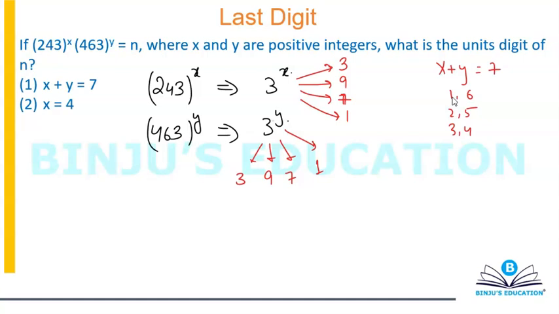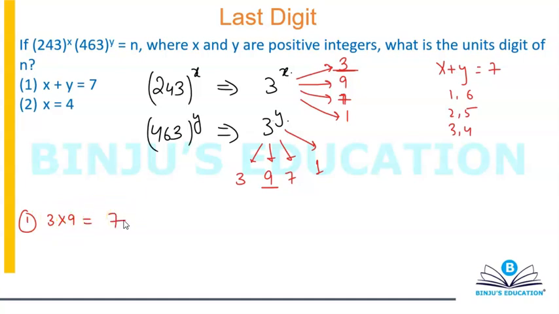Okay. So if x is 1, then unit digit is 3. If y is 6, 6 means 4 plus 2. One complete cycle, then you are stuck at the second position, that's 9. So for the first case, I'm going to have 3 into 9, which is 27, and that is 7.